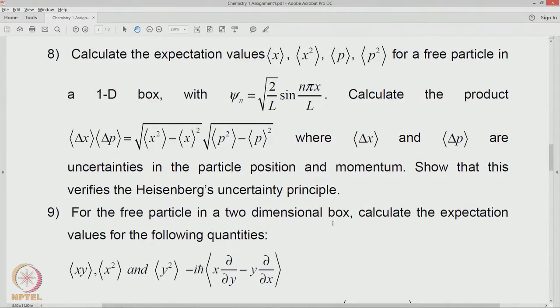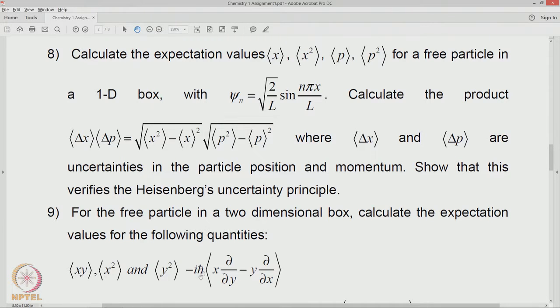The next problem says for the free particle in a two-dimensional box, we have to calculate the expectation values for the product of the position coordinates x and y, the average value for the square of x, the average value for the square of y, and then a particular peculiar quantity which is like minus i h bar x dou by dou y minus y dou by dou x.